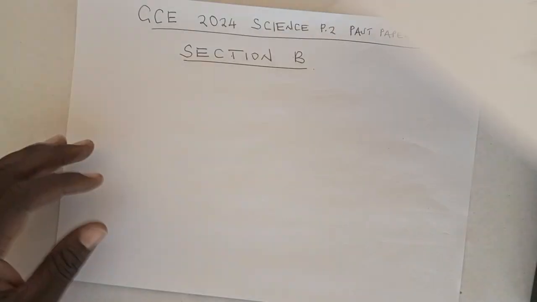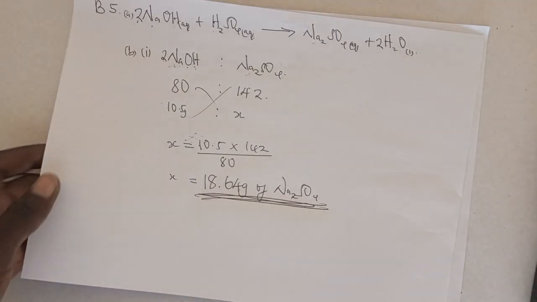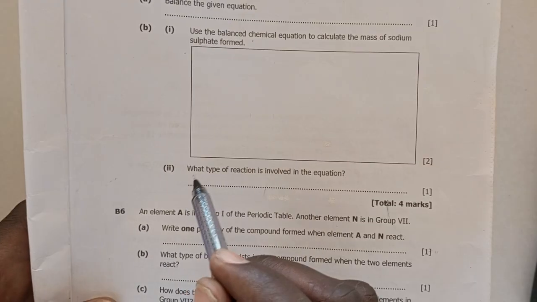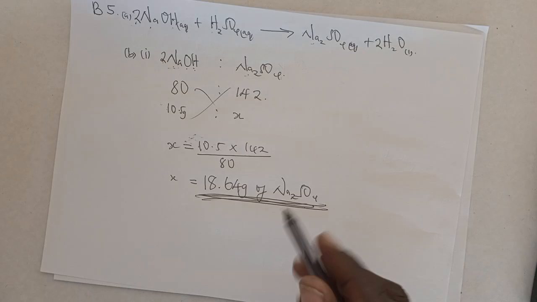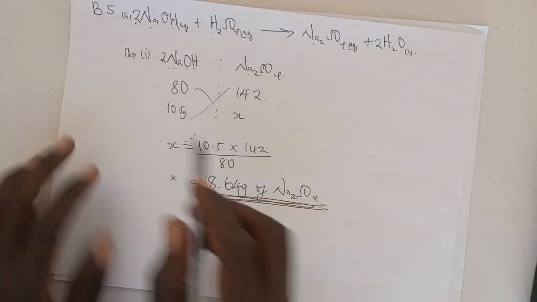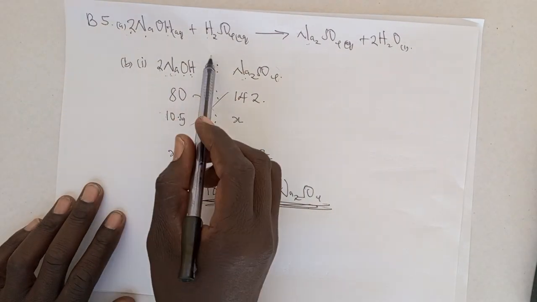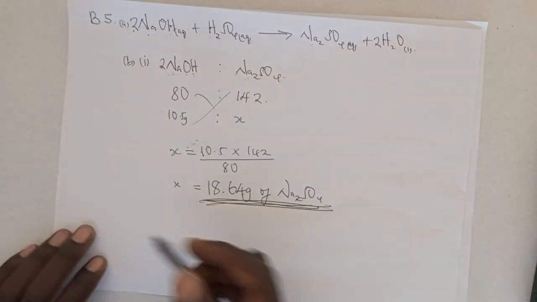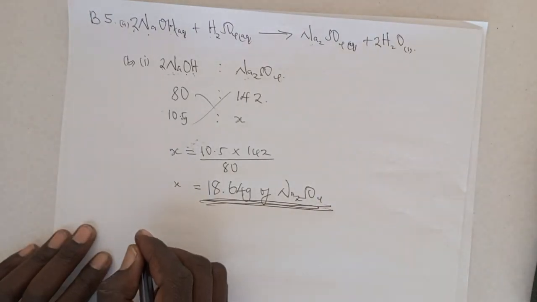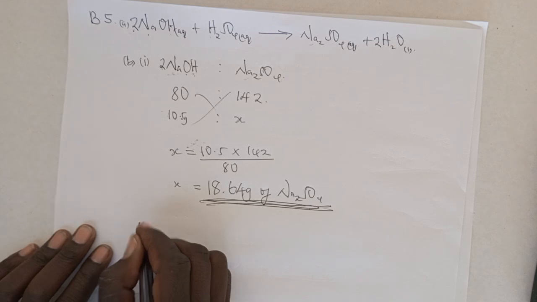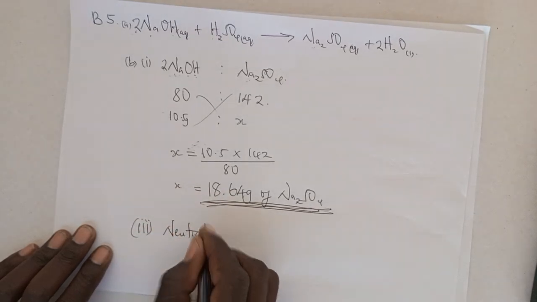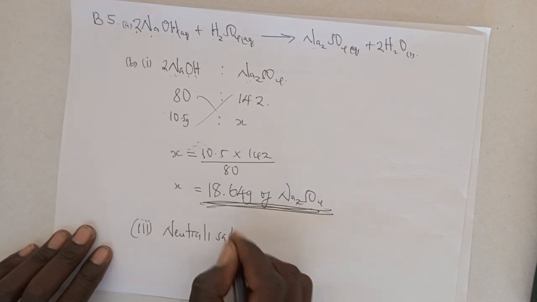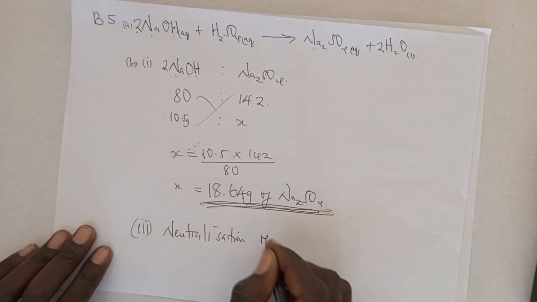We move forward. The question says, what type of reaction is involved in the equation? Well, we know that this is a base, this is an acid. What type of reaction is this? Neutralization. So the answer for Roman numeral 3 is neutralization reaction.